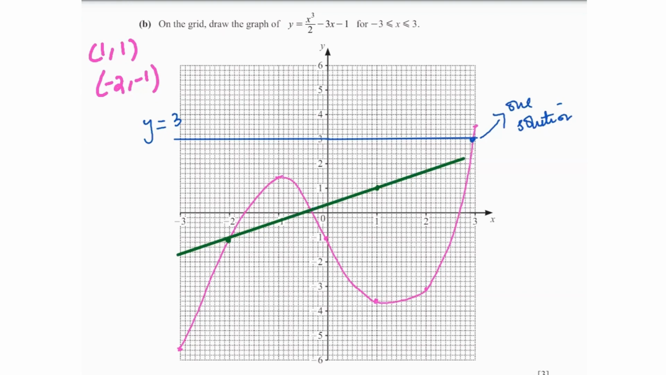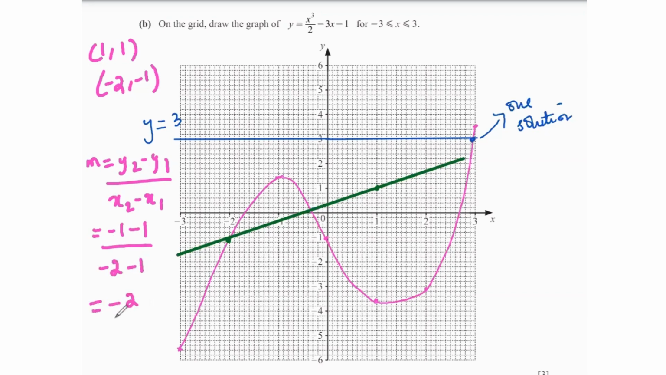For the gradient, we will do y2 minus y1 over x2 minus x1, which will be negative 1 minus 1 over negative 2 minus 1. That equals negative 2 over negative 3, and that is 2 over 3.